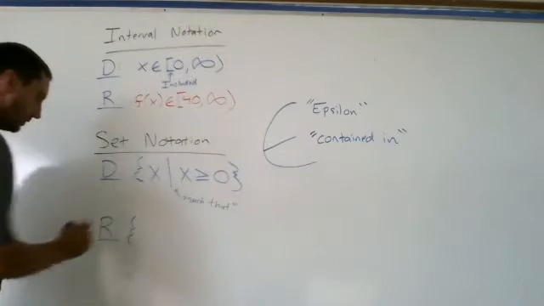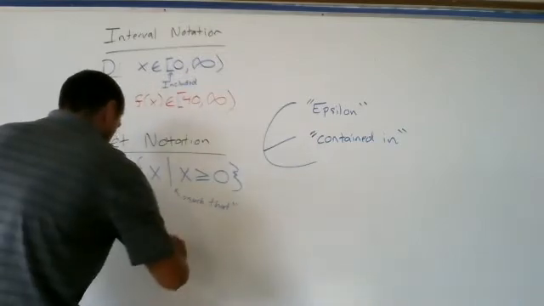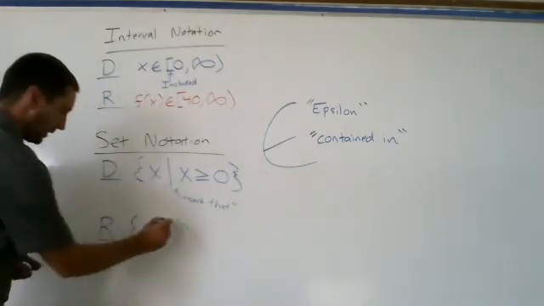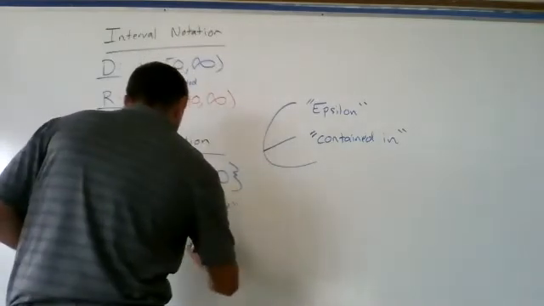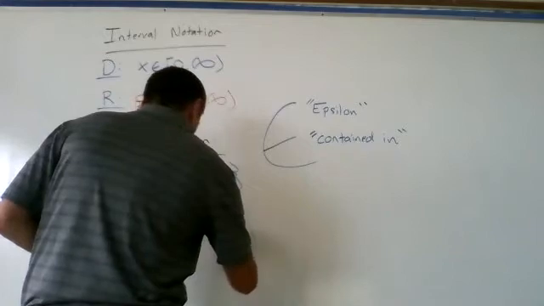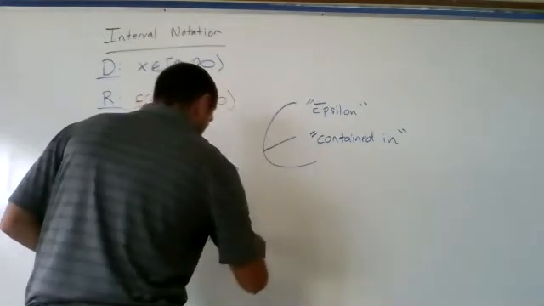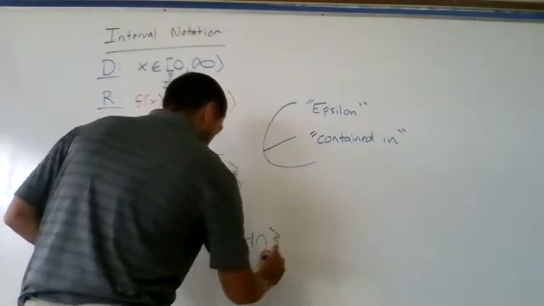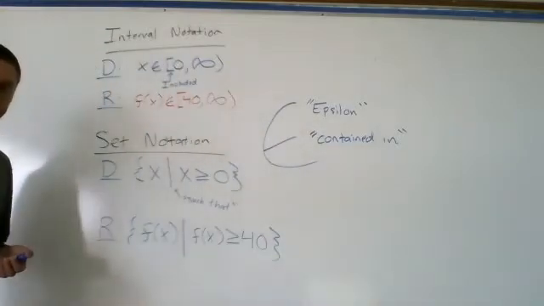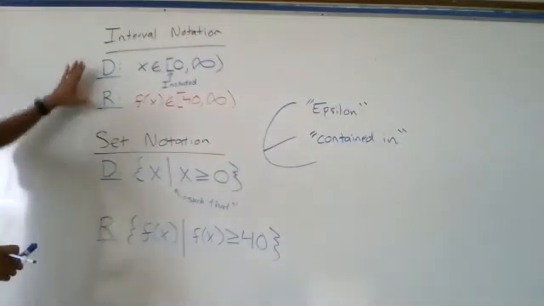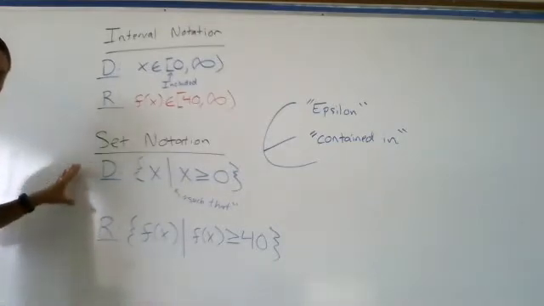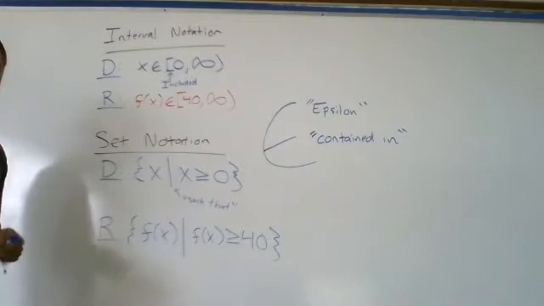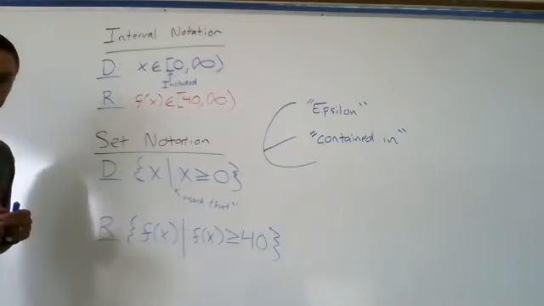So it's set of all f of x values, those are my outputs, such that, my little vertical bar, and we're going to say f of x is greater than or equal to 40. And then close my squiggly bracket. Okay? So this is interval notation and set notation. So we're going to use both of those throughout the year. So I just wanted to go ahead and reintroduce those to you.